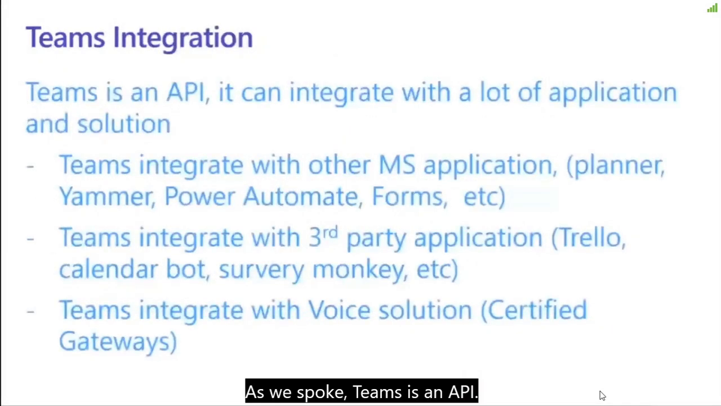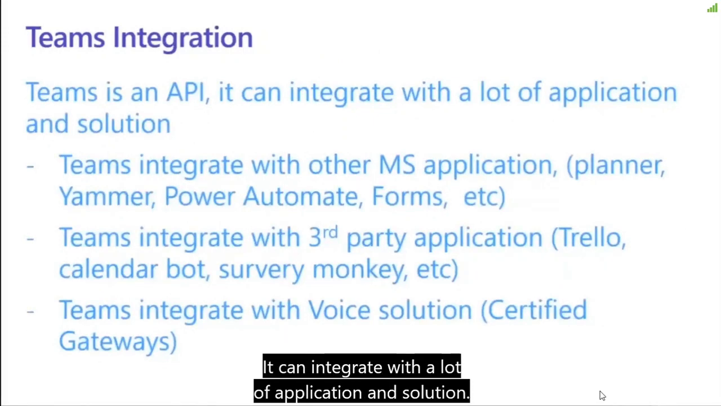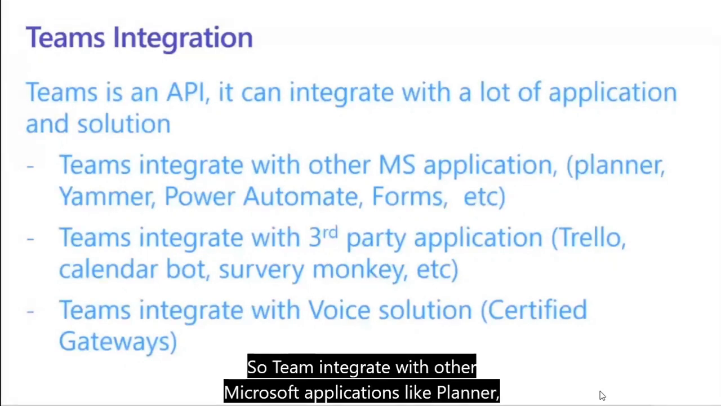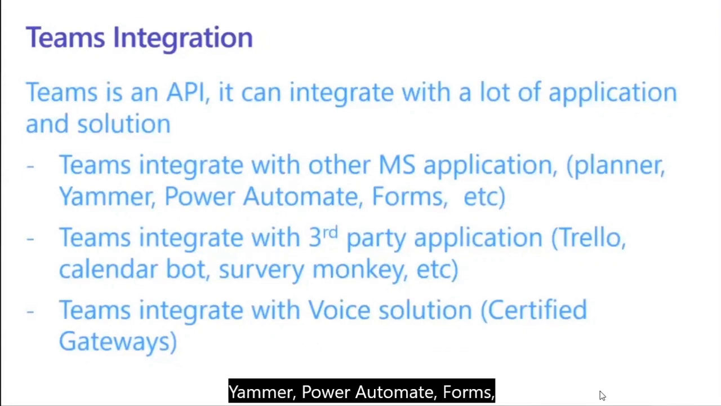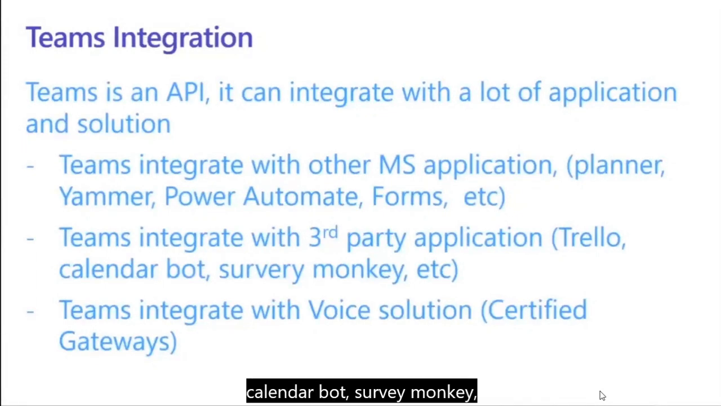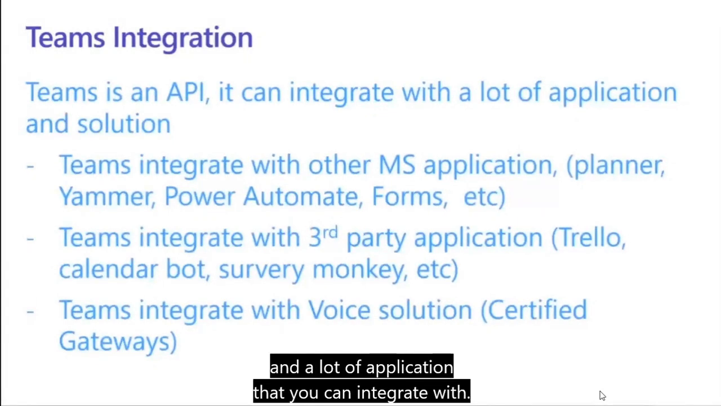As we spoke, Teams is an API. It can integrate with a lot of applications and solutions. It's not only about Exchange, Skype, or voice, or whatever kind of application, it has a lot of integrations. So Teams integrates with other Microsoft applications like Planner, Yammer, Power Automate, Forms, which are Microsoft products. Teams can also integrate with third-party applications like Trello, CalendarBot, SurveyMonkey, and a lot of applications that you can integrate with.